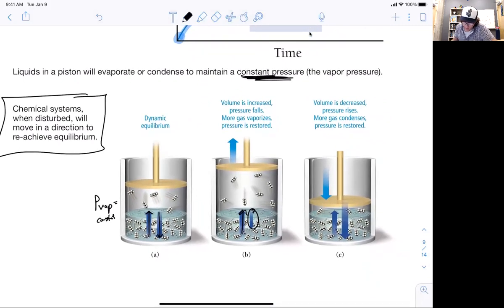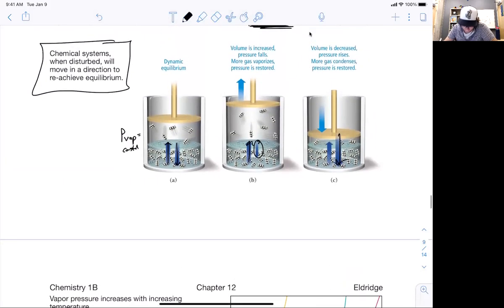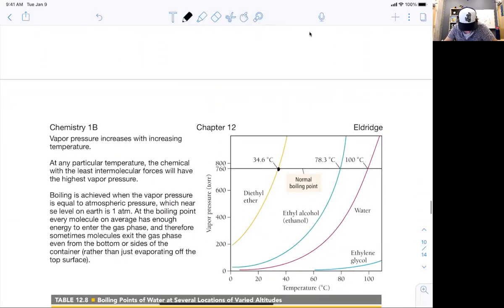Now the rate of condensation will slowly inch back up until they're the same, and you have the same concentration of gas molecules, and then vice versa. If you compress it, you speed up condensation. If you measure the concentration of chemicals in the gas phase, when you decrease the volume, you're increasing that concentration. And again, you're speeding up condensation. That will happen because the pressure is too high, until the pressure reaches that constant. So that's kind of an interesting phenomenon for gas evaporating.